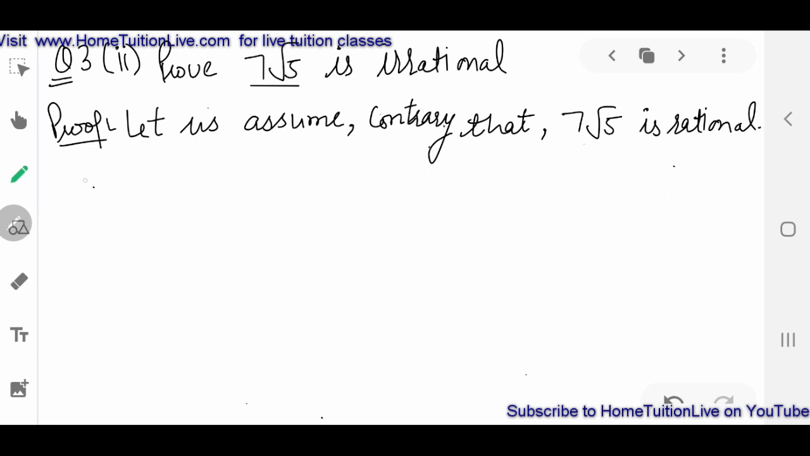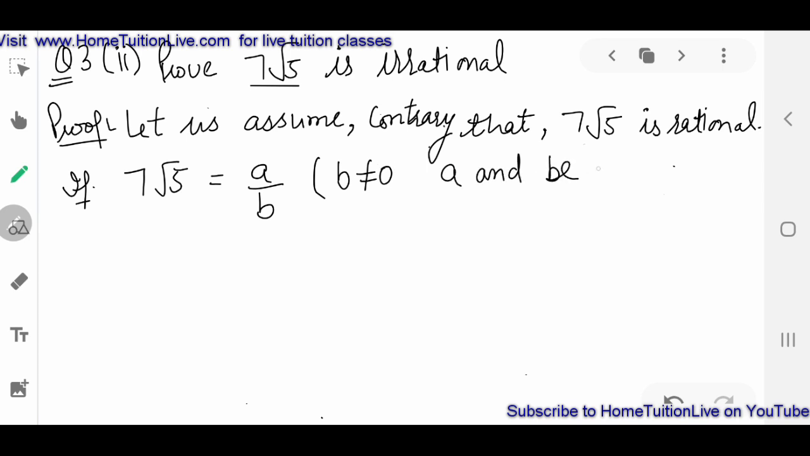If 7 root 5 is a rational number, then it can be written in the form of a by b, or p by q, where b is not equal to 0, and a and b are co-prime numbers. Co-prime numbers are the numbers having only one as a common factor. Okay. Now rearrange this equation.